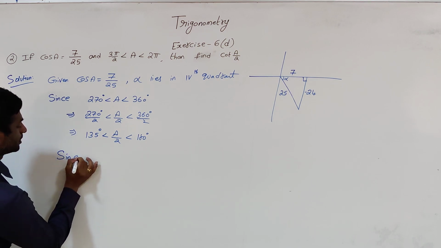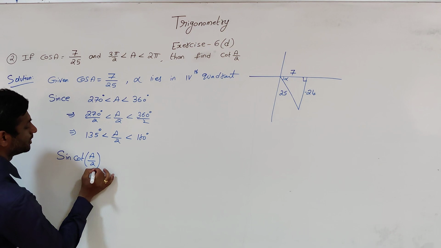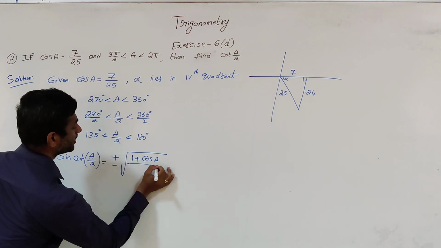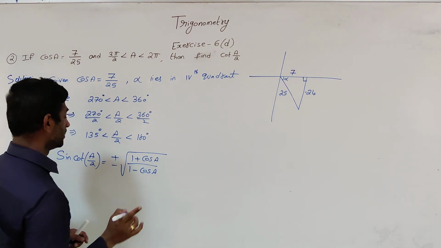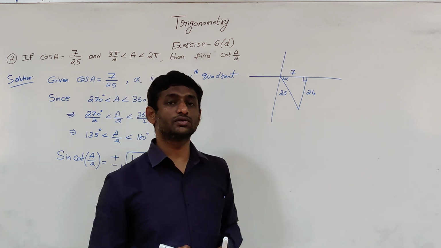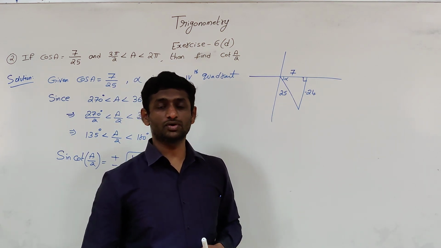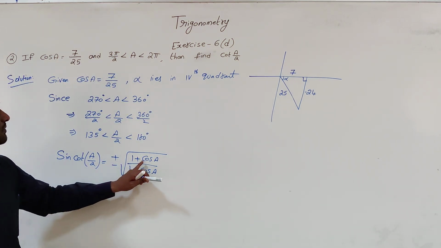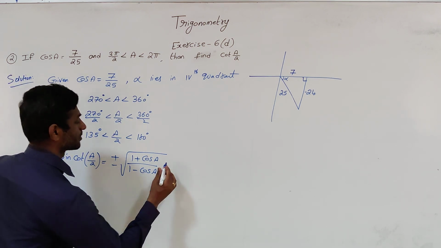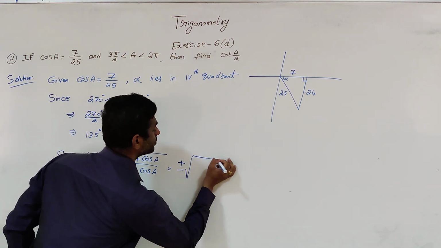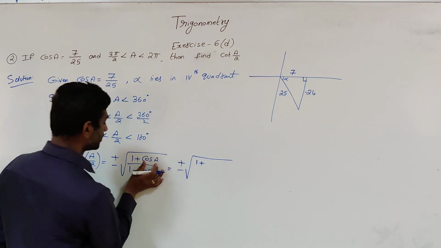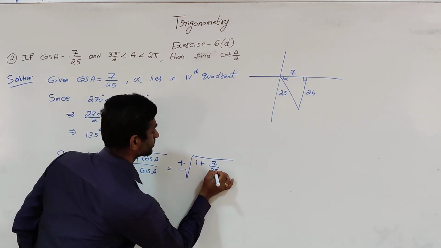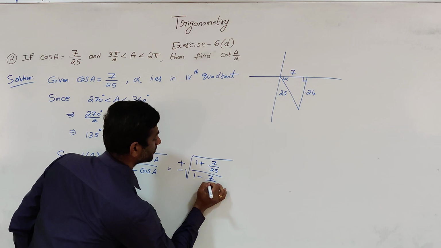Since cot of A by 2 will be plus or minus under root of 1 plus cos A by 1 minus cos A, as we have seen tan of A by 2 is plus or minus under root of 1 minus cos A by 1 plus cos A, whereas cot of A by 2 is the reciprocal, so plus or minus under root of 1 plus cos A by 1 minus cos A. So substitute plus or minus square root of 1 plus cos A. What is cos A? Given as 7 by 25, by 1 minus 7 by 25.